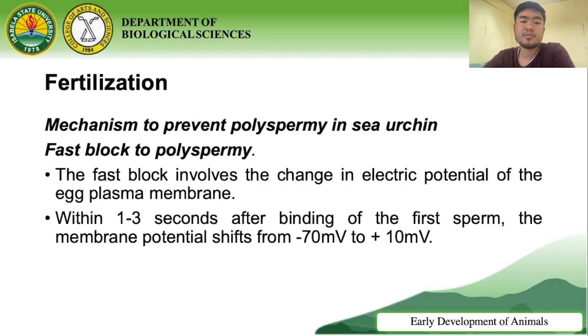Okay, so these are the mechanisms to prevent polyspermy, or the fertilization by more than one spermatozoon, and it is observed in the eggs, the oocytes of sea urchins. We have the fast block to polyspermy. The fast block to polyspermy involves a change in electric potential of the egg plasma membrane. Within 1 to 3 seconds after binding or penetration of the sperm, the membrane potential shifts from negative 70 millivolts to positive 10 millivolts. Thus, hindi na pwedeng makapasok yung ibang mga sperms.